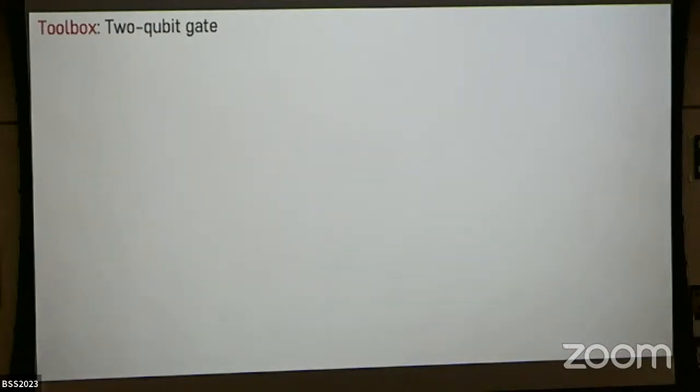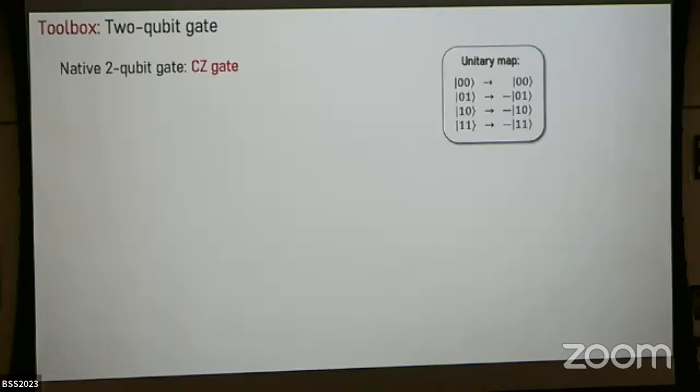But now we want to talk about 2-qubit gates. So how do we entangle the atoms? So the native 2-qubit gate that we use in this system is a so-called CZ gate. So this is a controlled phase gate. And so the map that you want to apply is the following. So you want the 3 states that have at least one atom in the 1 state to acquire a -1 phase, whereas the 0,0 stays in its original state.